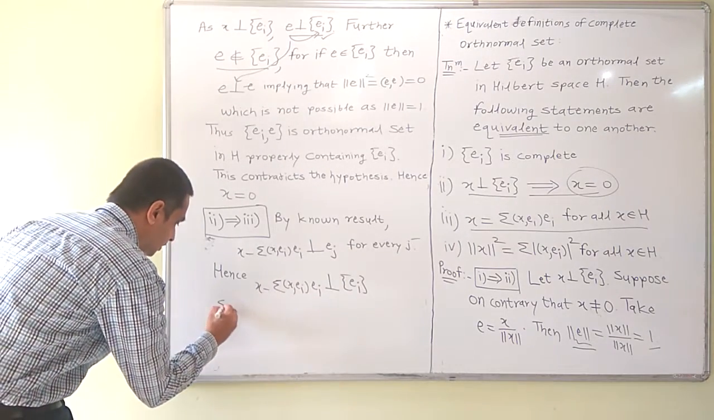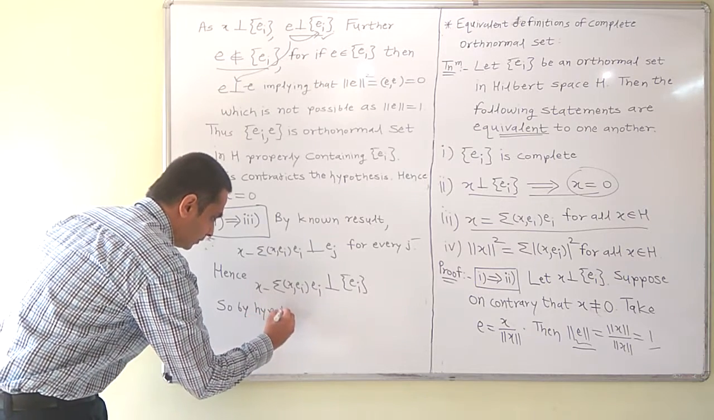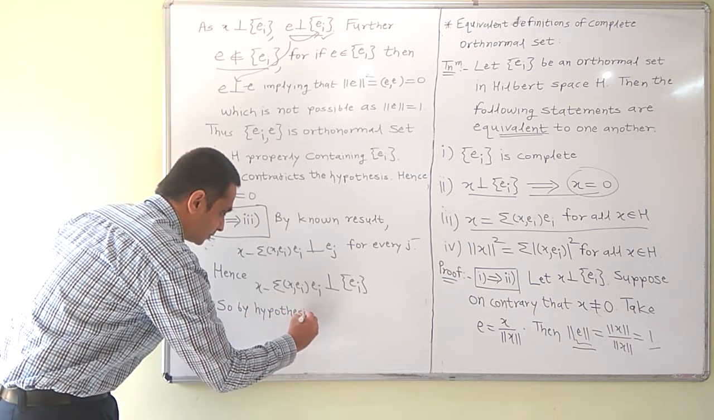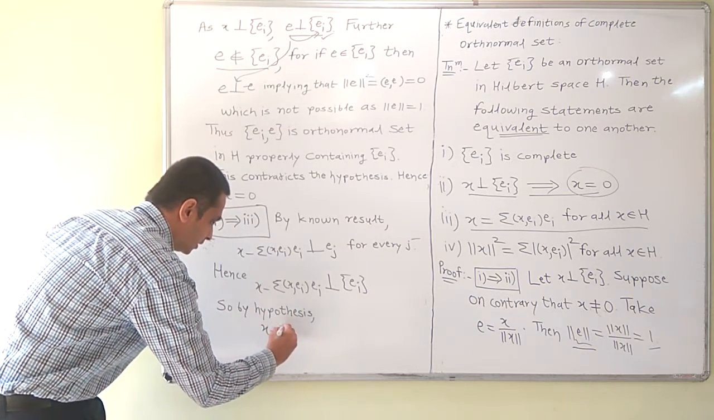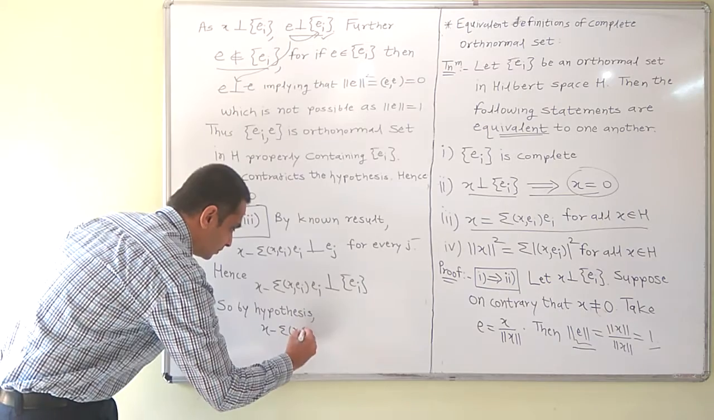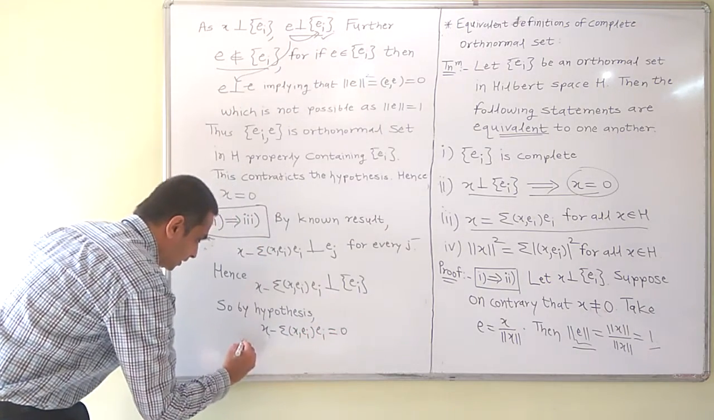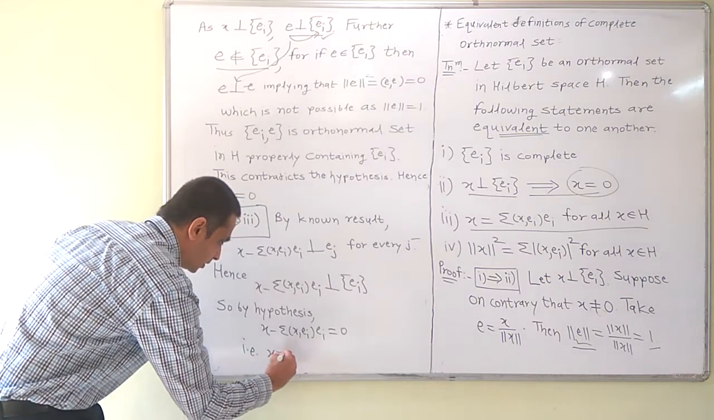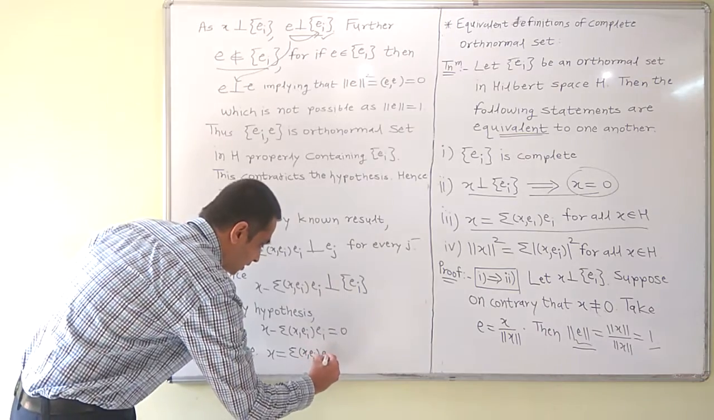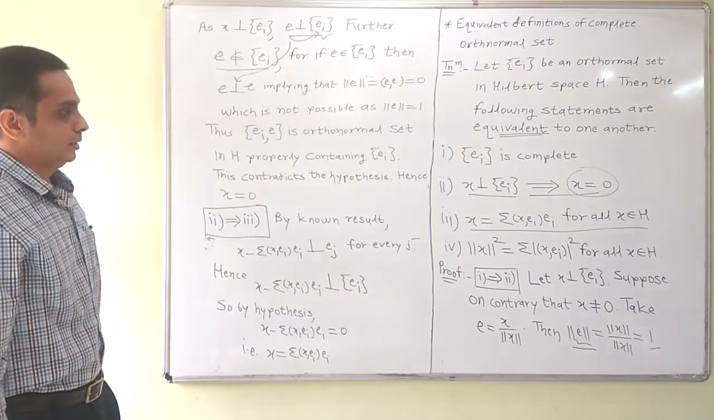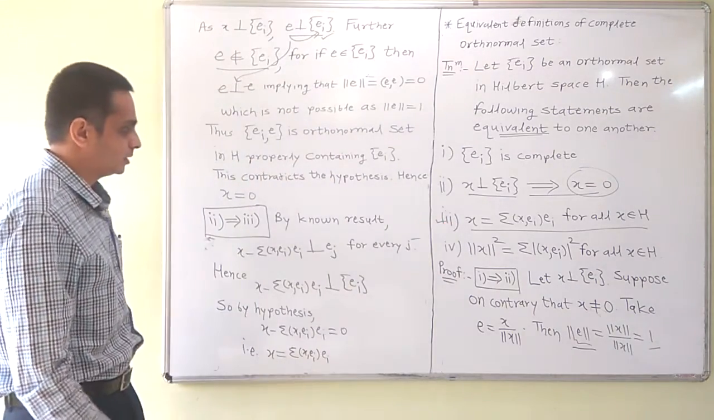So by hypothesis, this is 0, that is x minus summation x ei is equal to 0, that is x is equal to the sum x ei. So this proves our conclusion, third statement.